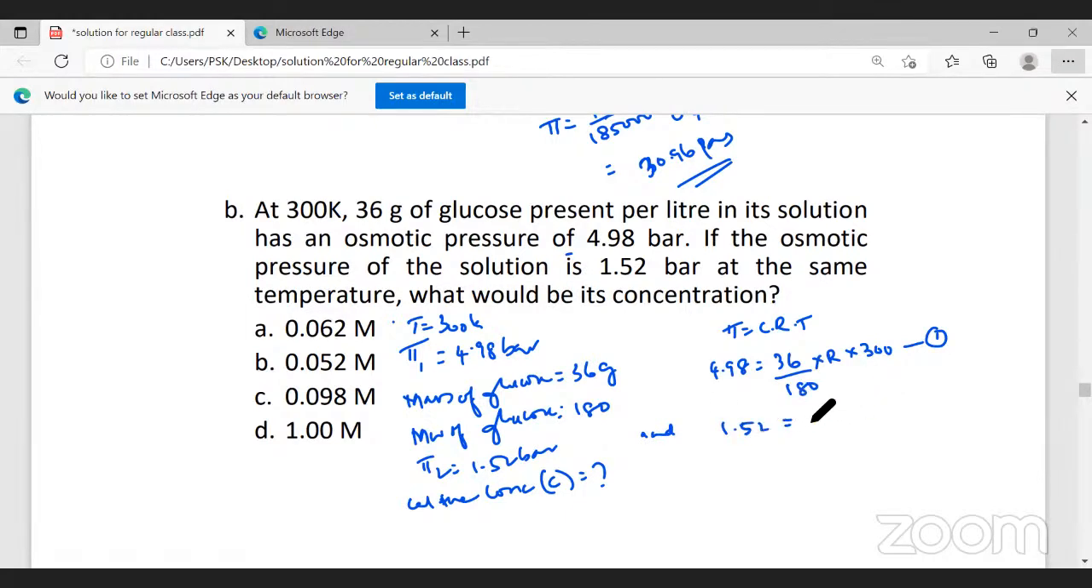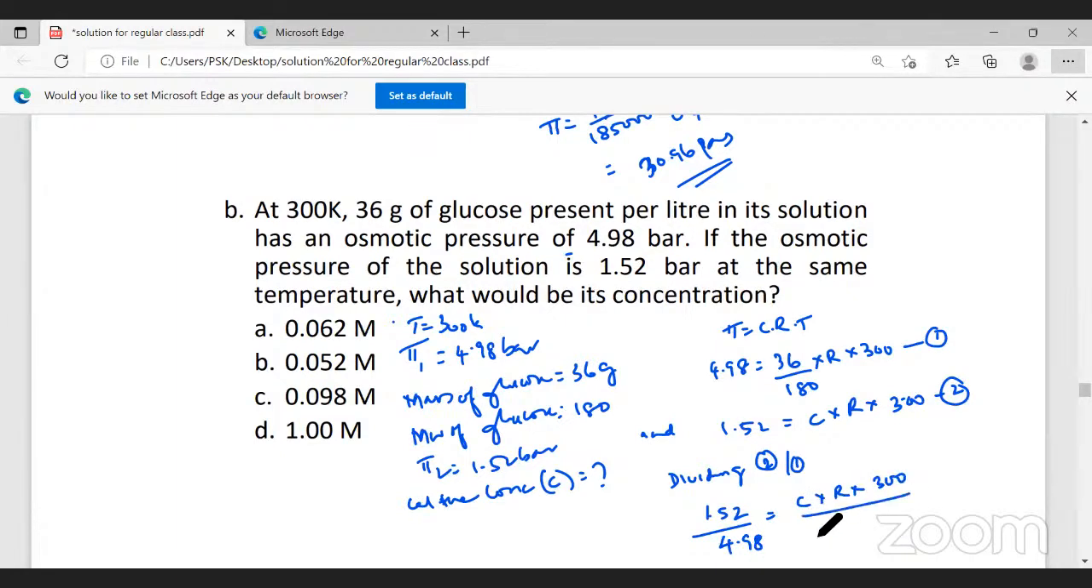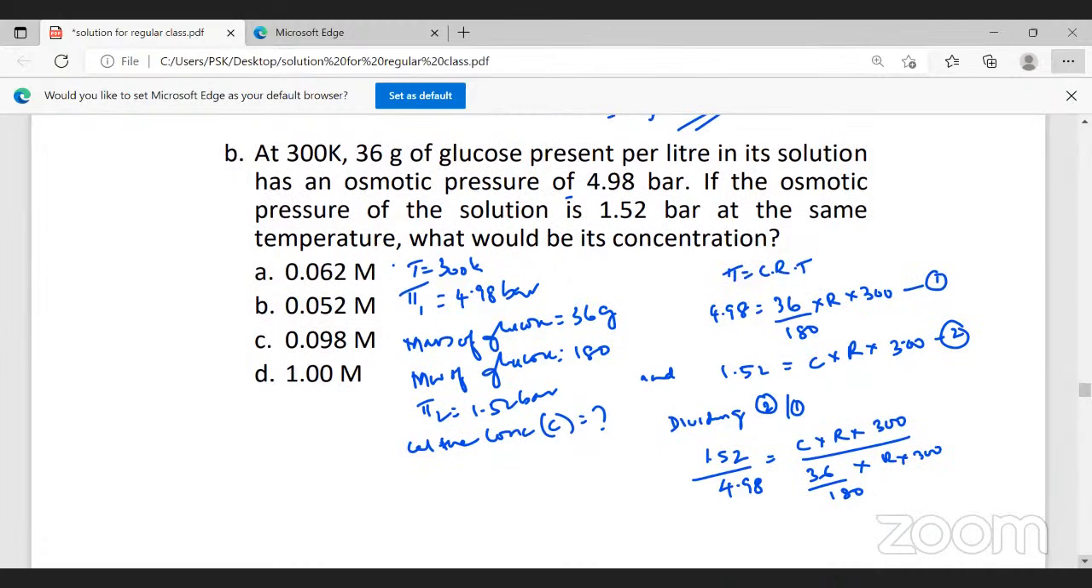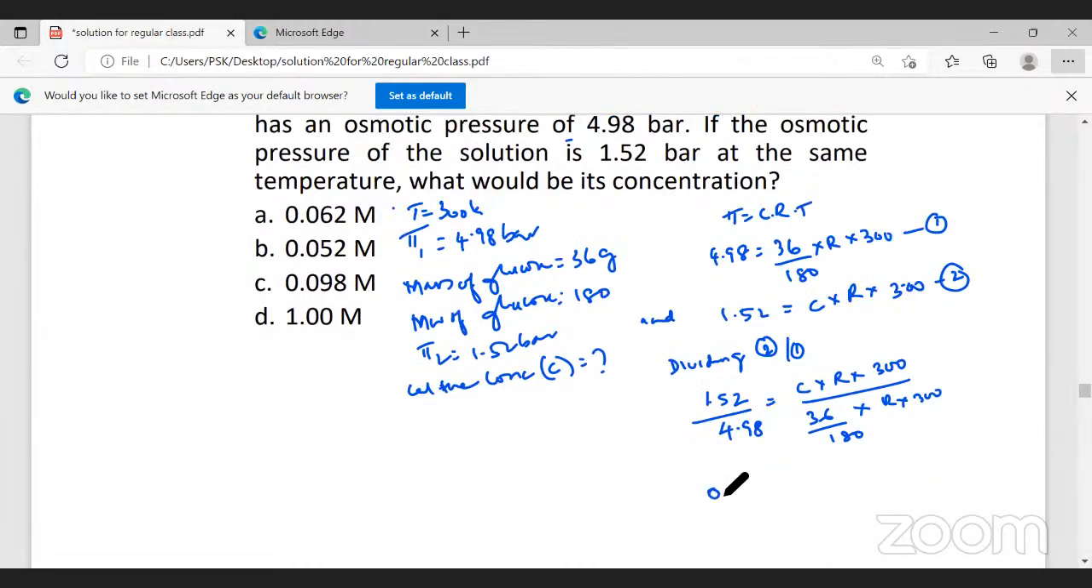1.52 is equal to C into R into temperature, 300. This is equation number 2. So dividing equation 2 by 1, what will we get? We'll get 1.52 divided by 4.98, that will be equal to C into R into 300 divided by 36 by 180 into R into 300. So on simplification, you will get this value as 0.31.